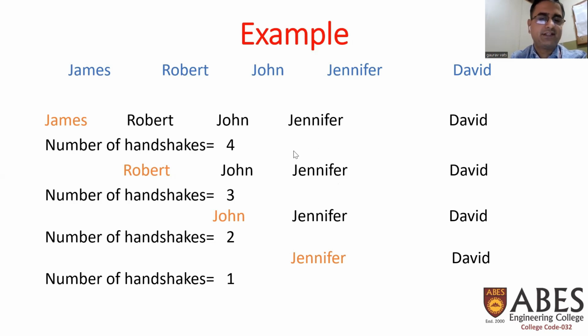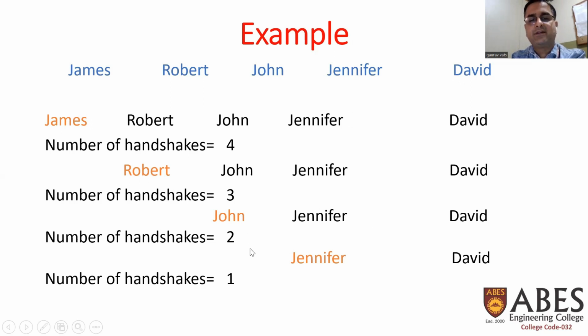So how many handshakes are there? There are only 3 handshakes. Now again, we are going to the next attendee. Now it's John. As I have told you earlier, John has already shaken hands with James as well as Robert. Now, John will shake hands with Jennifer and David. So how many handshakes are there? First one with Jennifer and second with David. So the number of handshakes is 2.